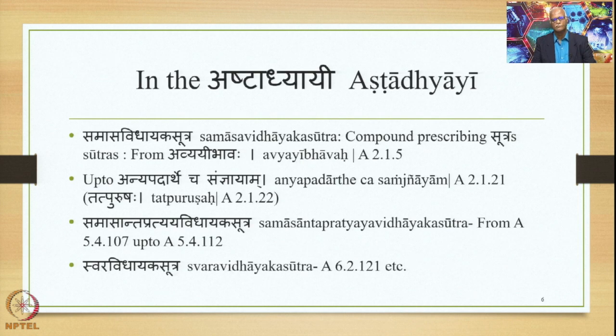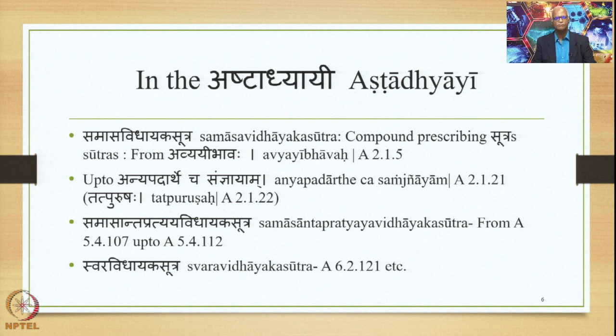In the Ashtadhyayi, the avyayībhāva samāsa is treated in different sections. For example, the samāsa vidhāyaka sutras, the sutras which prescribe the avyayībhāva samāsa, are stated from 2.1.5 onwards up to 2.1.22 excluding. So from 2.1.5 up to 2.1.21, avyayībhāva samāsa is prescribed. 2.1.5 is avyayībhāvaḥ and 2.1.21 is anyapadārthe ca saṃjñāyām. This is a section of rules which deals with the prescribing of the avyayībhāva samāsa.